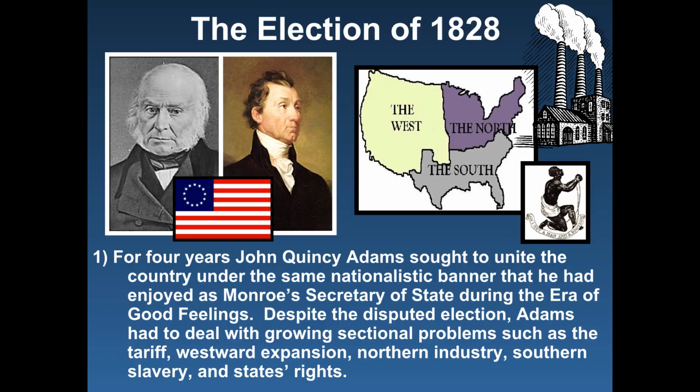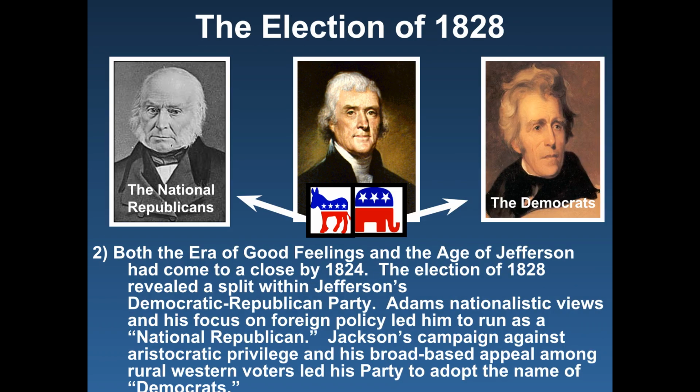So that corrupt bargain really limited what John Quincy Adams was able to do during his presidency, because he was not really trusted by the people. A lot of people felt like he didn't really deserve it. He also had some sectional issues that proved a little bit too much for him to be able to deal with. And so 4 years went by, and John Quincy Adams didn't really achieve much, kind of a lame duck presidency.